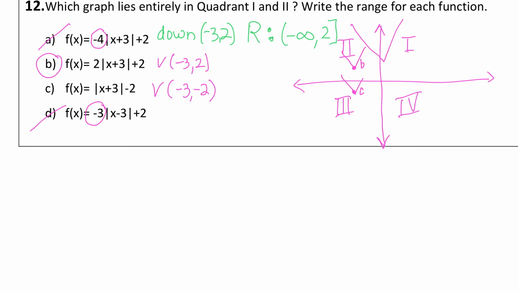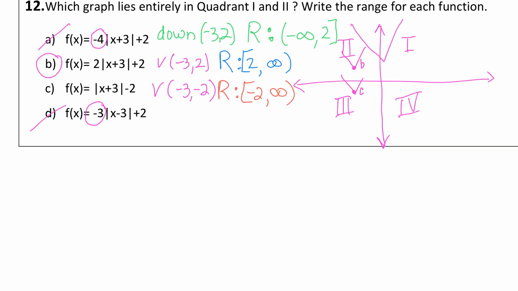Okay, this next one opens up. So if it opens up, then the top of it is going to go on to infinity. The bottom is your vertex at 2. Now if we look at part C, this one opens up too. So the range is going to be, the bottom is my vertex at -2, and then it's going to go on to infinity.